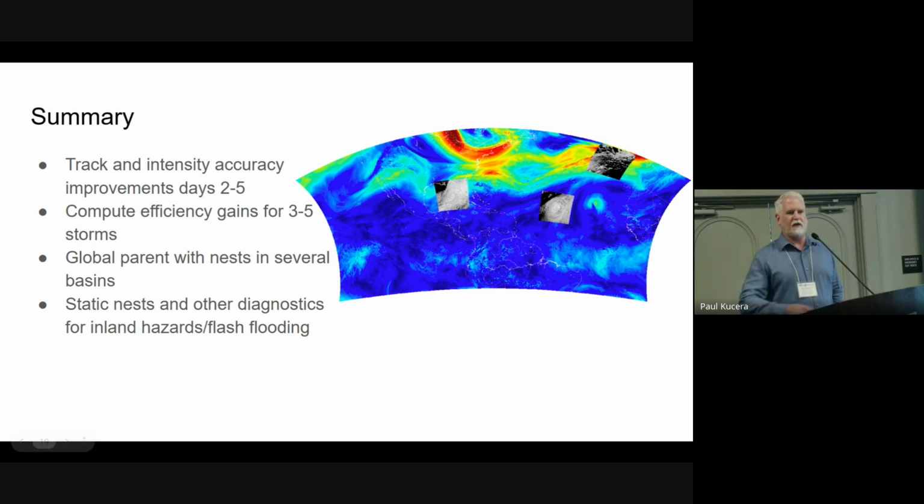And then finally, what we're looking forward to after we get the basin implemented will be starting to move towards more global parents and nests in several basins. Thank you.